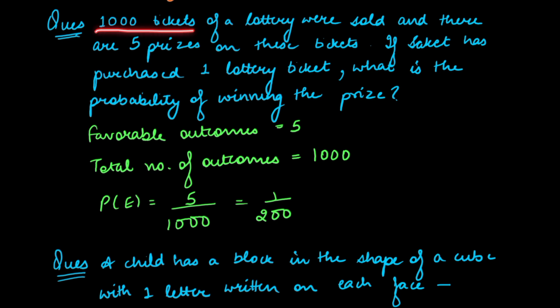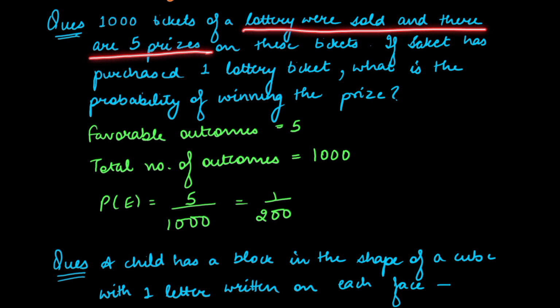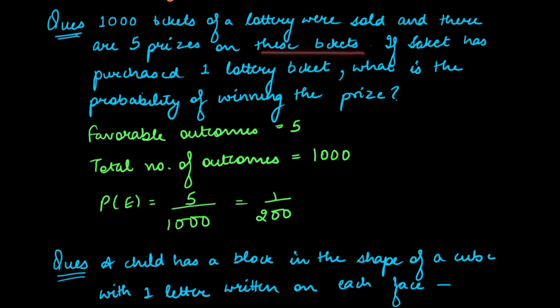Next question. 1,000 tickets of a lottery were sold and there are 5 prizes on those tickets. If Saket has purchased one lottery ticket, what is the probability of winning the prize? Okay, now there are 1,000 lottery tickets and there are only 5 prizes. So the total number of outcomes is 1,000.